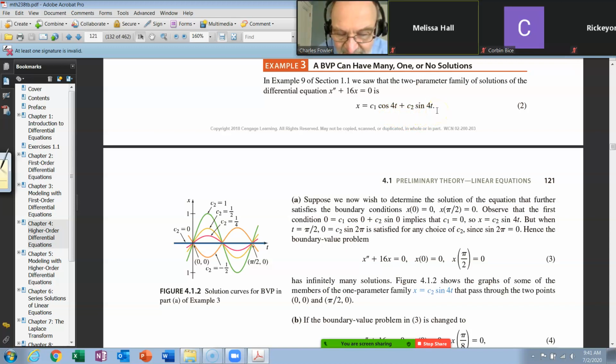If you want to go back and check that, you can see it's a second order differential equation right here, 2 parameters, so it's a 2-parameter family. Notice there are no initial conditions given here yet. We're going to get to that in a minute. So suppose we now wish to determine the solution of the equation that further satisfies the boundary conditions x of 0 is 0 and x of pi halves is 0. Okay, so let's see what we can figure from there.